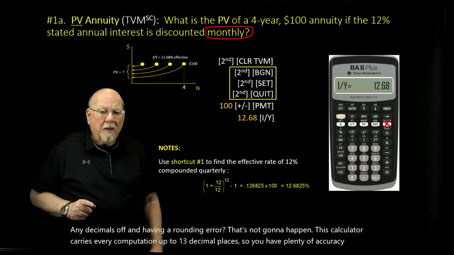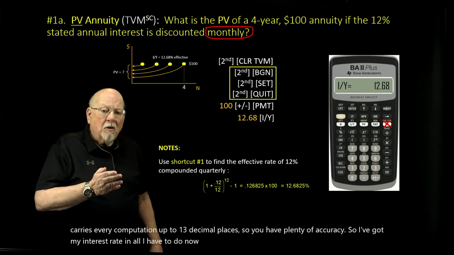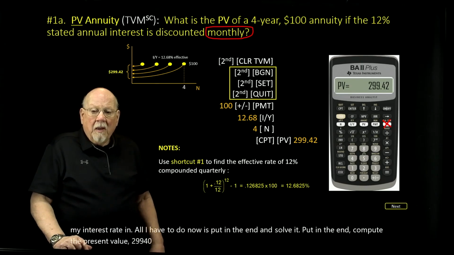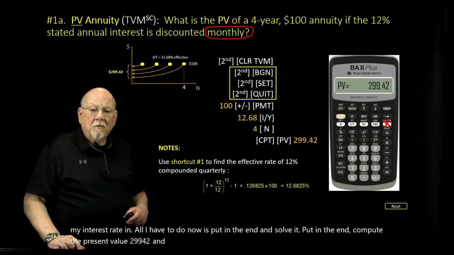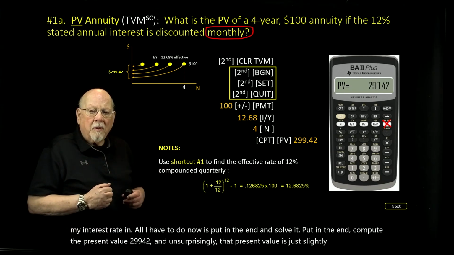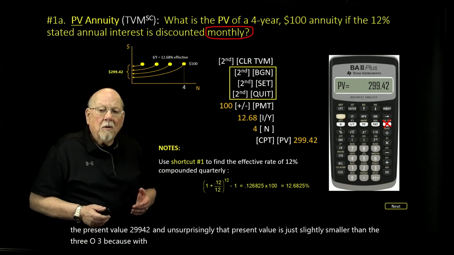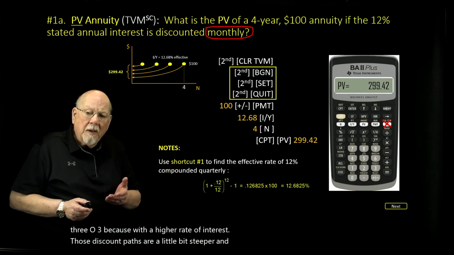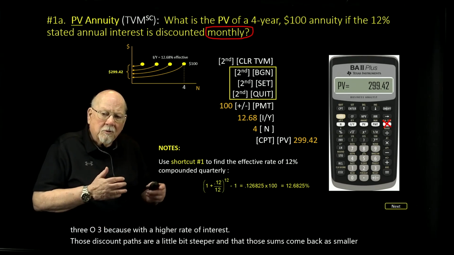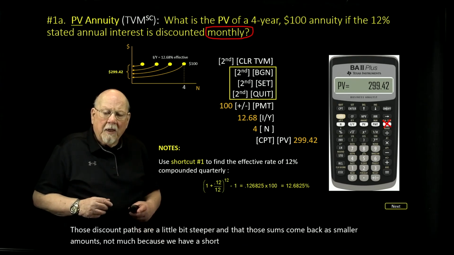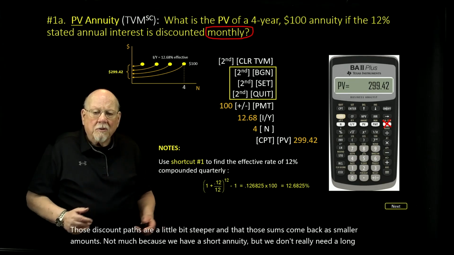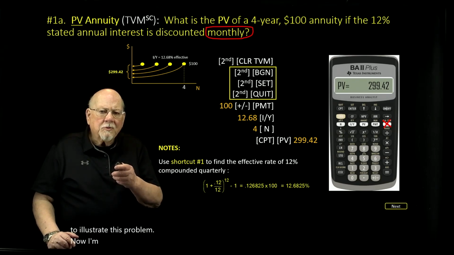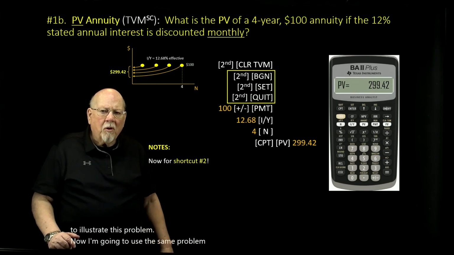So I've got my interest rate in. All I have to do now is put in the N and solve it. So I put in the N, compute the present value, 299.42. And unsurprisingly, that present value is just slightly smaller than the 303 because with a higher rate of interest, those discount paths are a little bit steeper, and those sums come back as smaller amounts. Not much because we have a short annuity, but we don't really need a long annuity to illustrate this problem. Now, I'm going to use the same problem again in problem 1b.